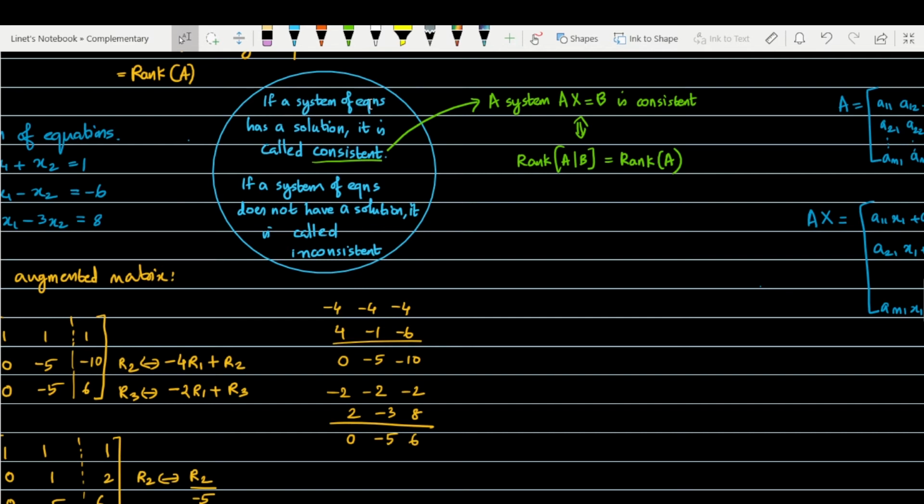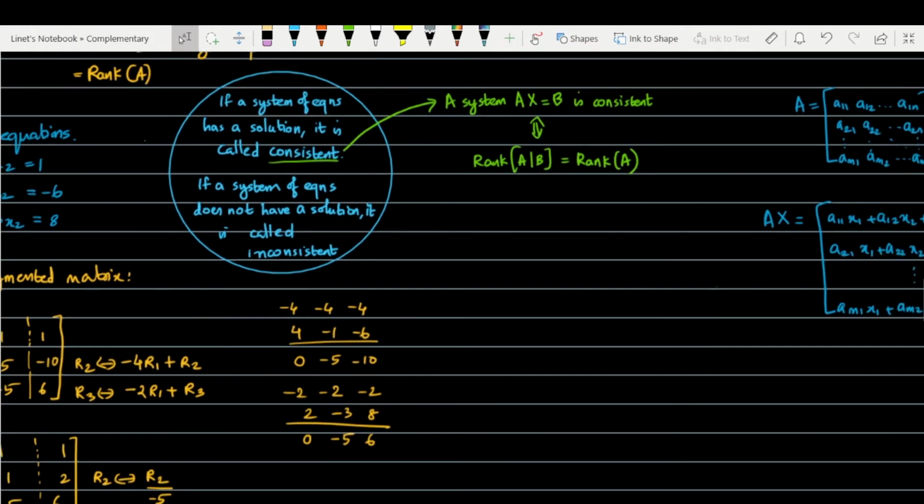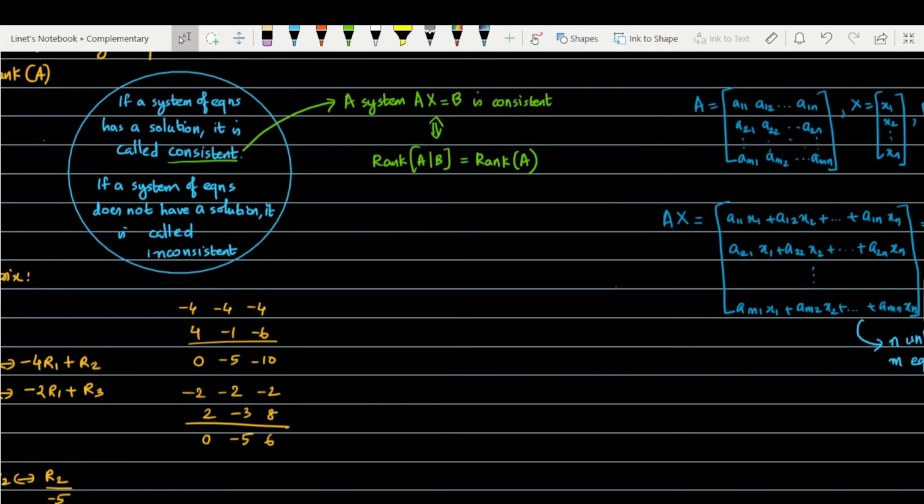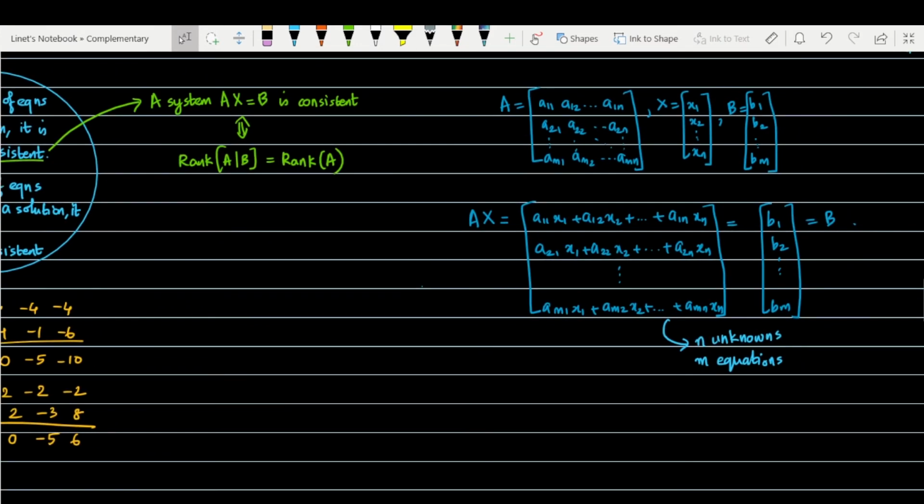If a system of equations has a solution, it is called consistent. If a system of equations does not have a solution, it is called inconsistent. In order to check whether a system of equations has a solution, we use this: a system Ax equals B is consistent if and only if the rank of the augmented matrix [A|B] is equal to the rank of A.